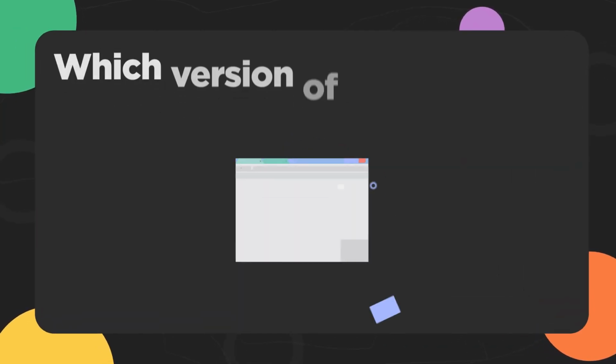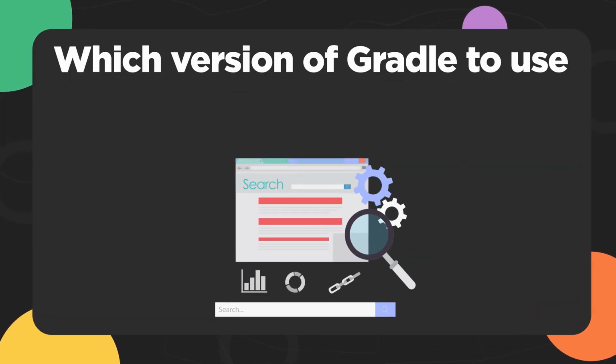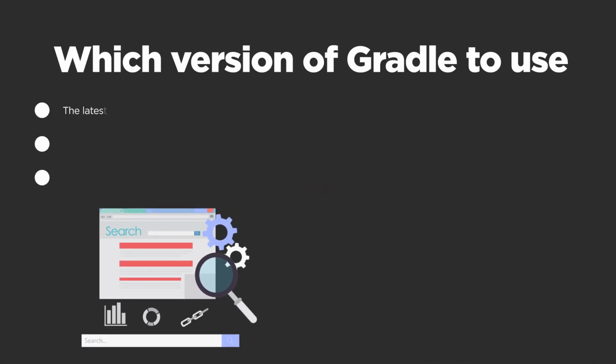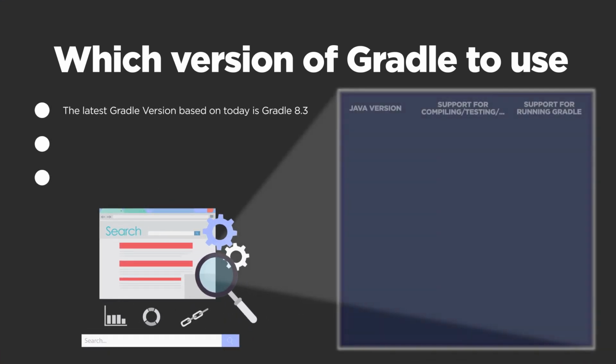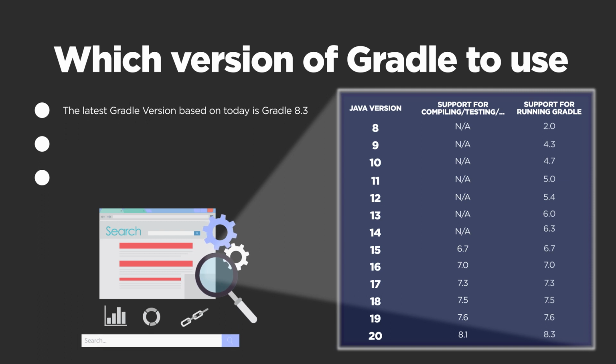Now let's discuss which Gradle version we can use. The latest Gradle version as of today is Gradle 8.3. Gradle has a 1-2 month release cadence, so from now on a new Gradle version will be released every 1-2 months. Does it mean that you need to learn new Gradle features every 1 or 2 months? Of course not. This can be quite overwhelming.